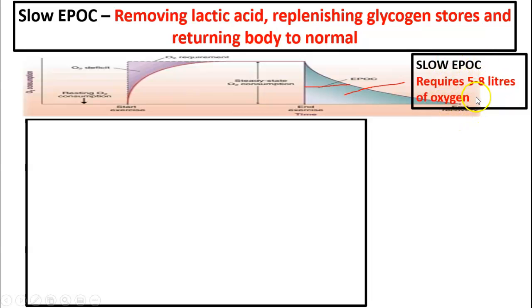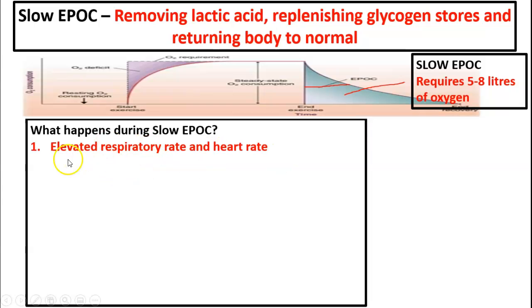Okay, so let's have a look at how we do that by maintaining an elevated respiratory and heart rate, or circulatory rate. So, slow EPOC: we have an elevated respiratory and heart rate. This is where your notes need to be really good now. Let's have a look at how having an elevated respiratory and heart rate will aid our recovery.